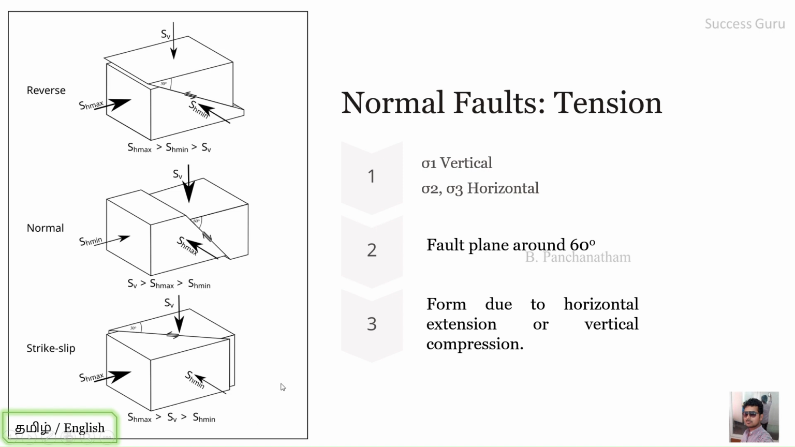So both can be possible, that is, a horizontal extension can lead to the formation of a normal fault, or a vertical compression can also lead to the formation of a normal fault. In both cases, the movement will be the same. Okay.